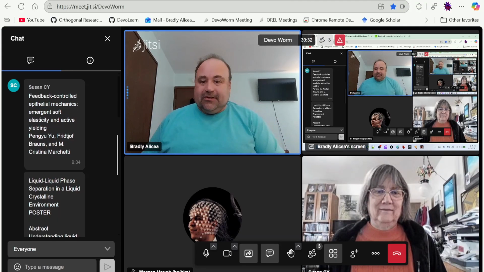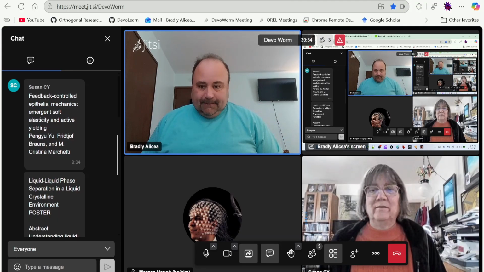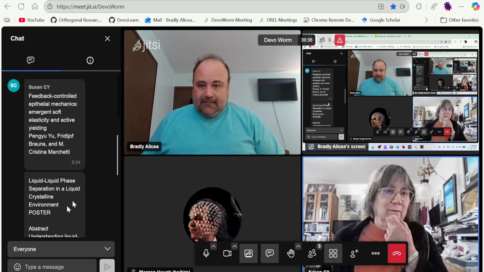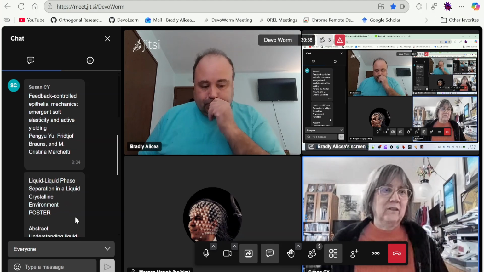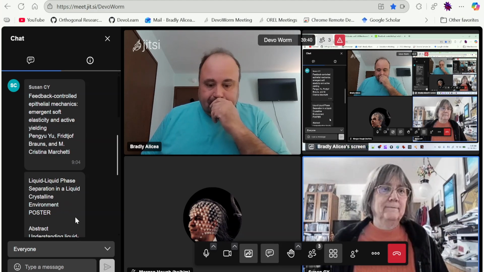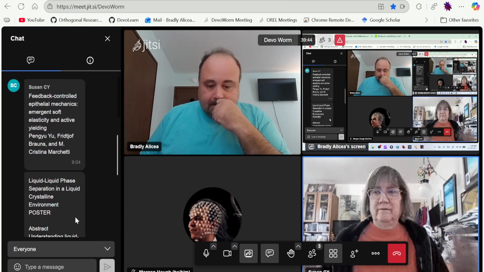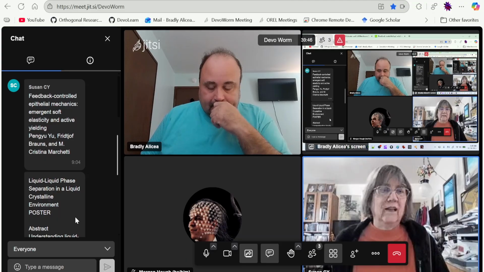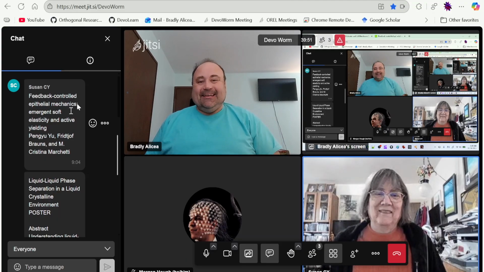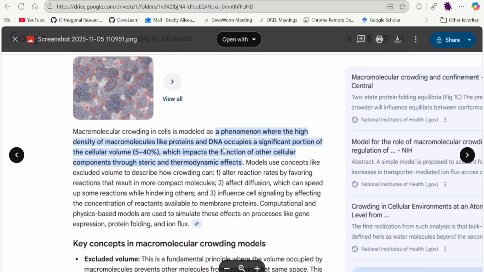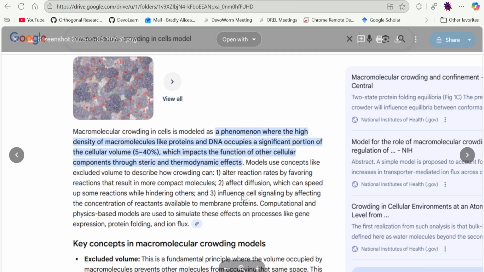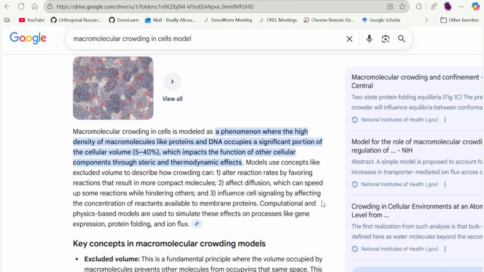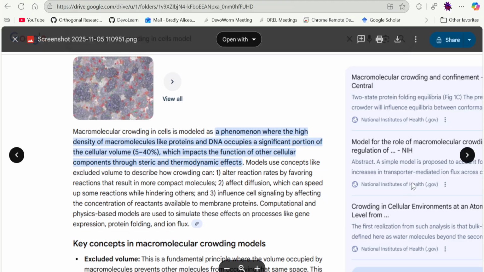So that's a poster. Yeah, it's a poster, but there's a lot of other articles about the phase separation of interfaces inside cells. It's a whole topic. So yeah, that's that, and then people use computational and physics-based models to simulate this.